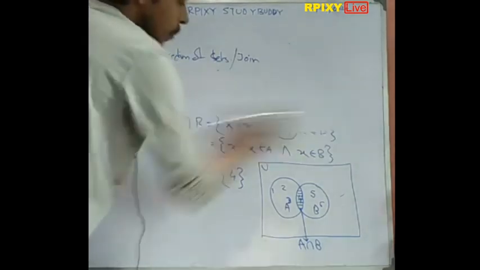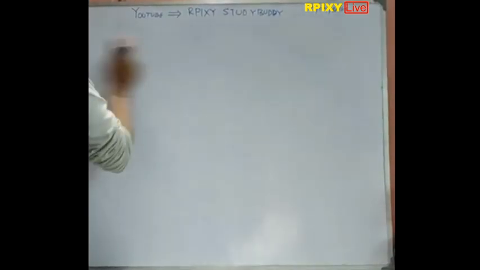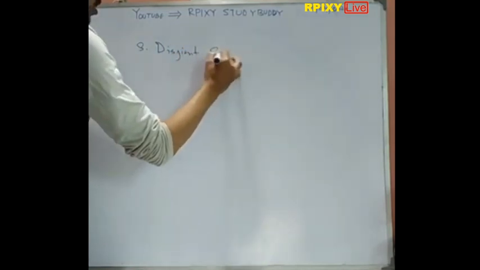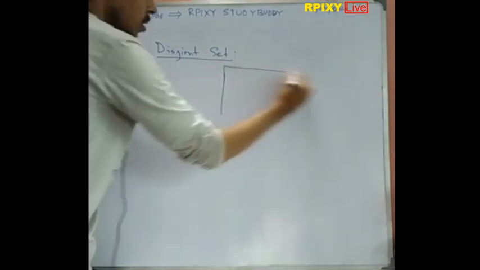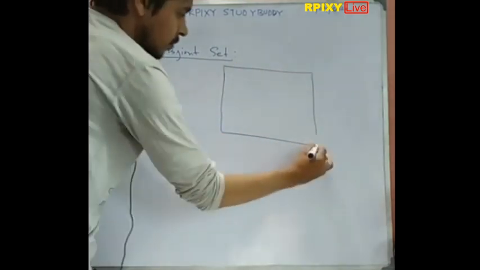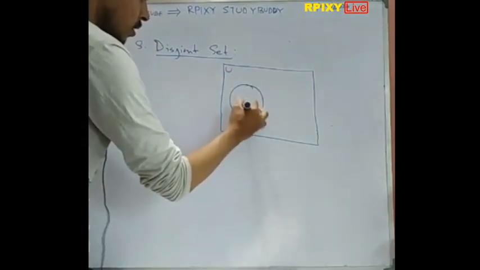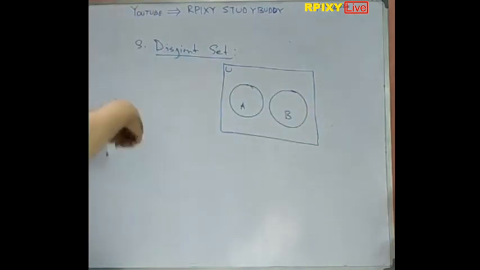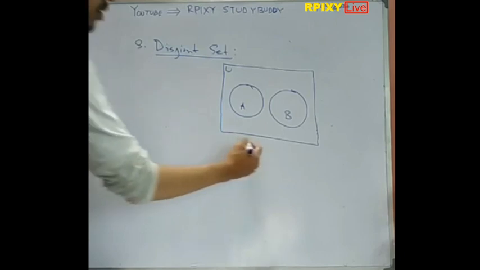Okay, let's take an example. What is a disjoint set? Number 3 is a disjoint set. First I am drawing the Venn diagram. This is the universal set, this is set A, and this is set B. See, there is no common part. That means set A and set B are both disjoint sets.